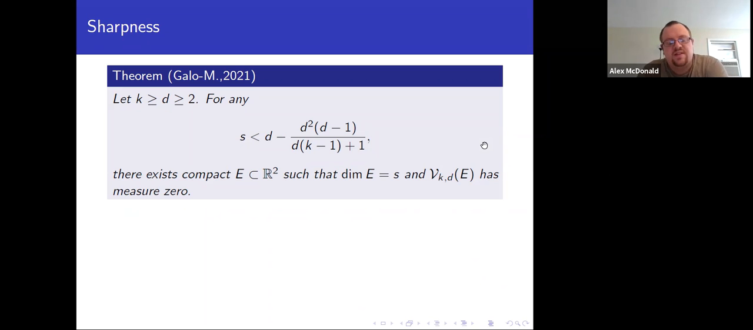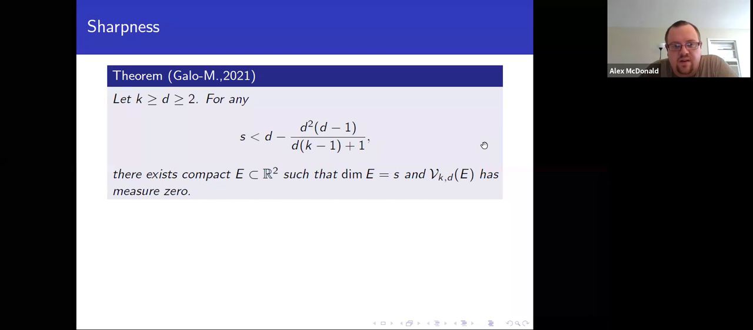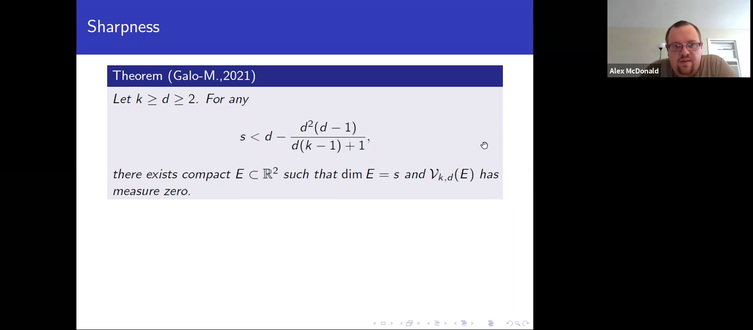So the next thing I want to give is an example showing how sharp this is. Maybe calling this a sharpness example is a bit of a stretch, because there's a pretty big gap between this and what I claimed. For any s less than d minus that fraction, there exists a compact E in R^d, with dimension s, such that the set of volume types has measure 0.